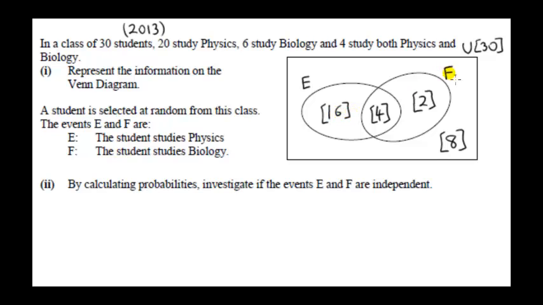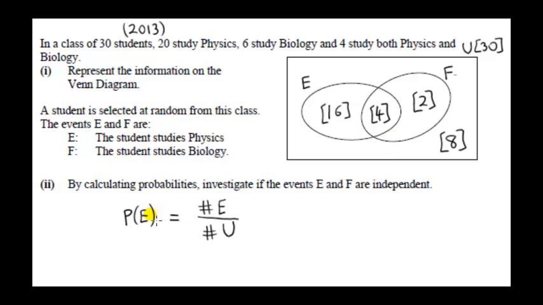Now imagine randomly selecting a student from this class of 30 students. So each of the 30 students is equally likely to be chosen as every other student. The event E is that the student studies physics, and the event F is that the randomly selected student studies biology.